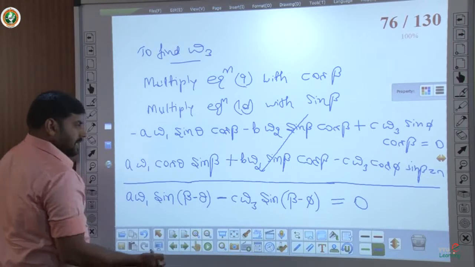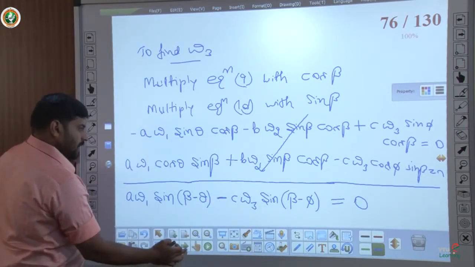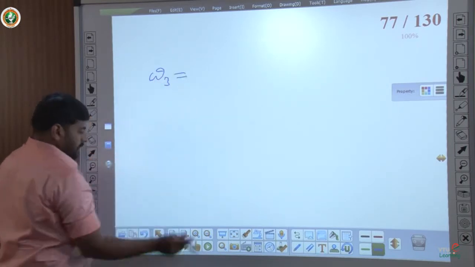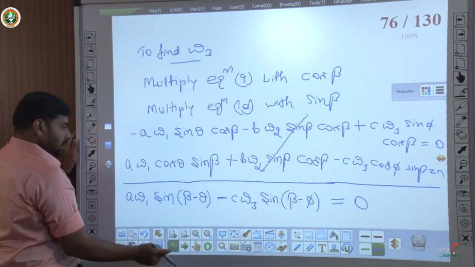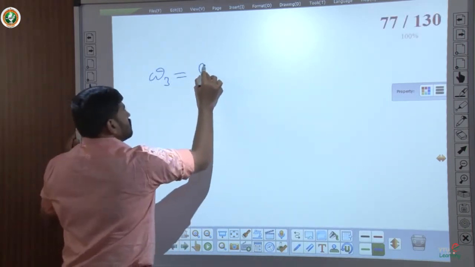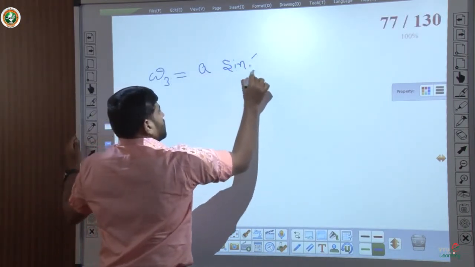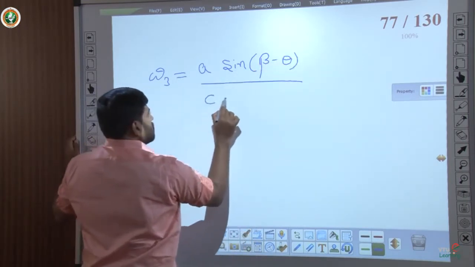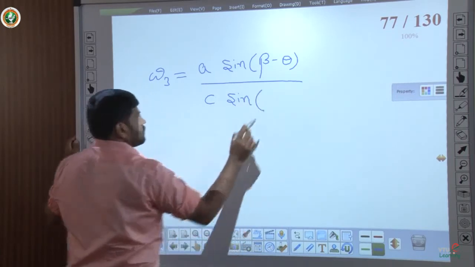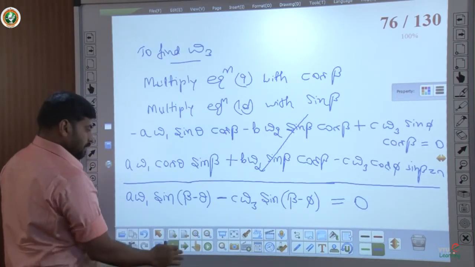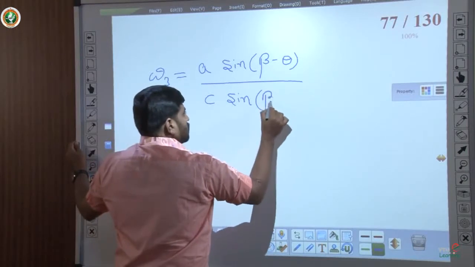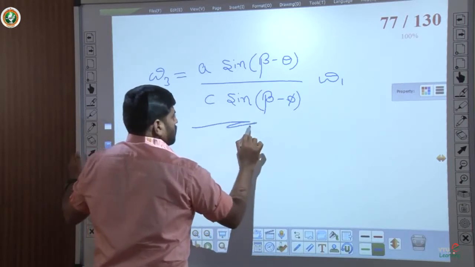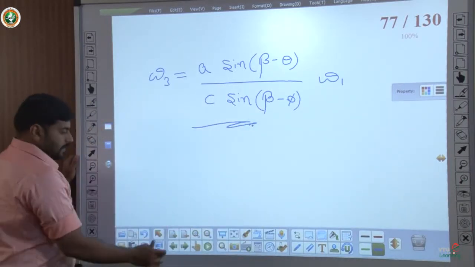So therefore, I can get the value of omega 3. Hence, omega 3 will become a sin of beta minus theta divided by c sin of beta minus phi, into omega 1. Hope you have understood the concept.